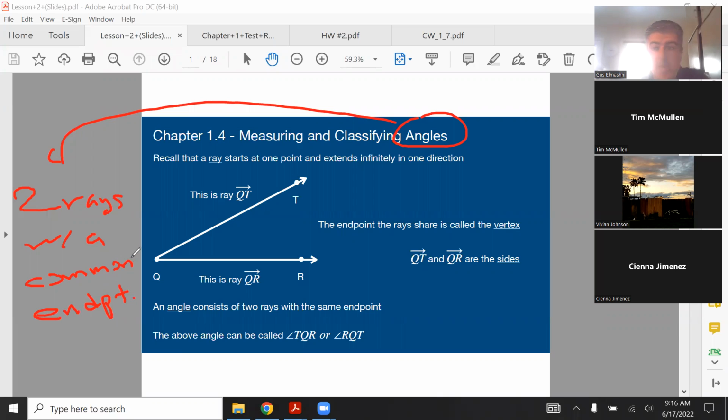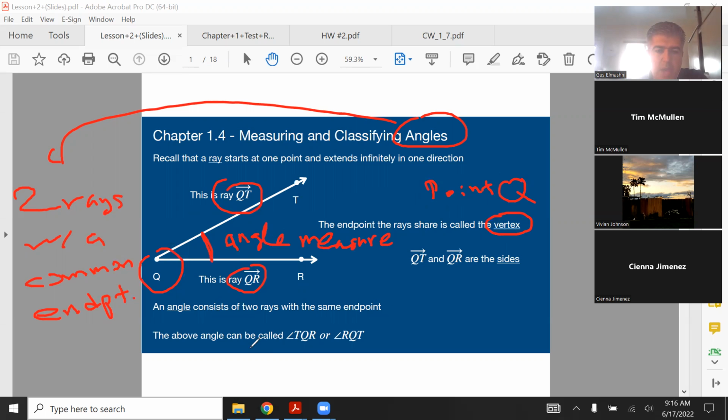So that's all it is. It's two rays with a common endpoint. So here you have ray QT and ray QR. What's the common endpoint? Q, right? Obviously, going in different directions. One's going towards point T, one's going towards point R. And then there's an angle measure that we'll need to consider, and we're going to talk about angle measures in just a little bit. Where they meet is called the vertex. So the vertex is point Q. That's where they meet. And again, two rays with the same endpoint.